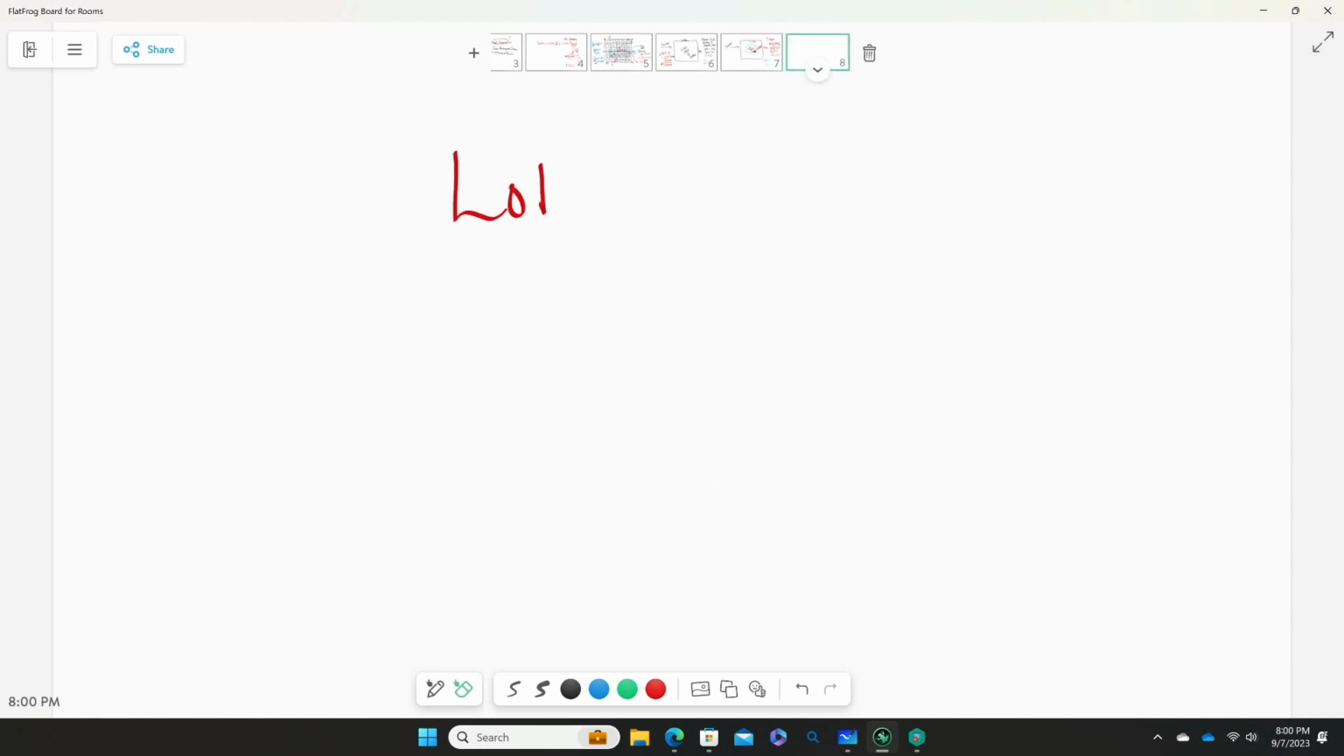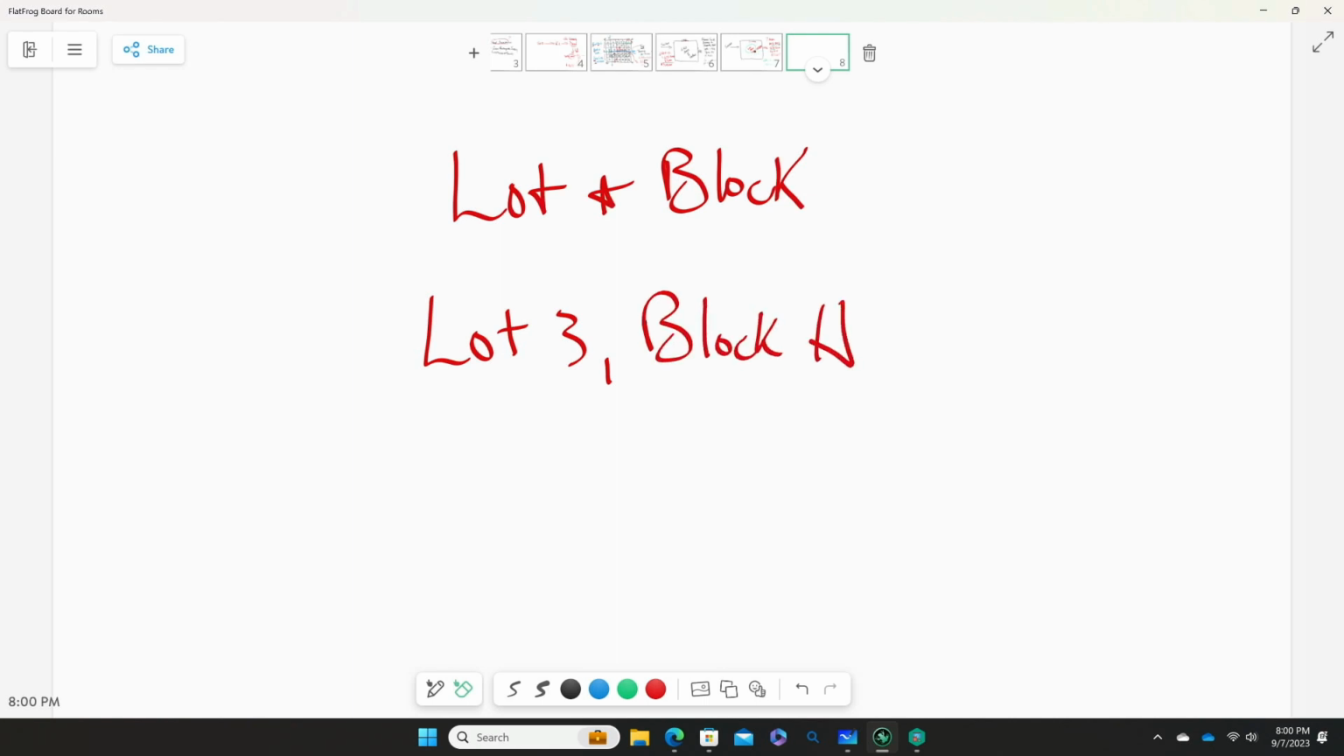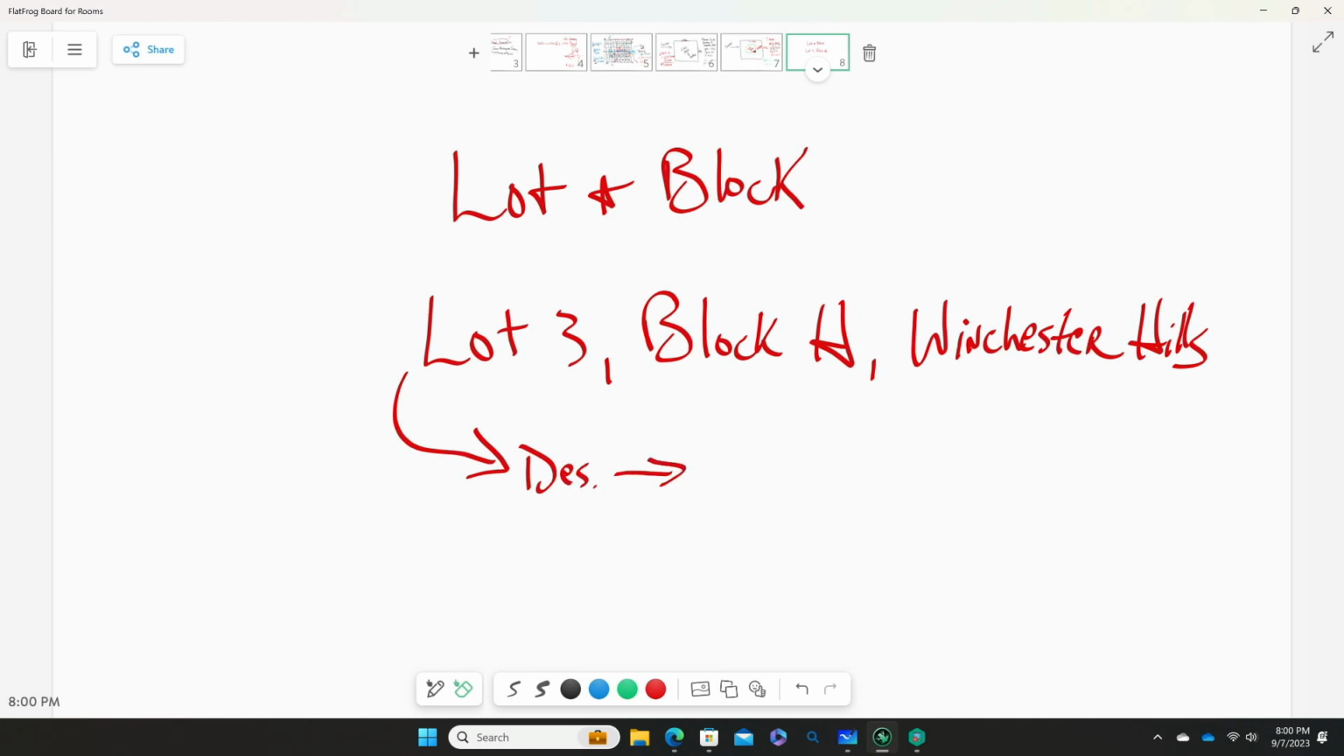With a lot and block, you would have something like Lot 3, Block H, trying to think of a subdivision, Winchester Hills, let's just say. And then they may go on and describe it like we saw earlier, more specific by using the metes and bounds. So you can use more than one legal description. All three of these could be a way to describe the property.